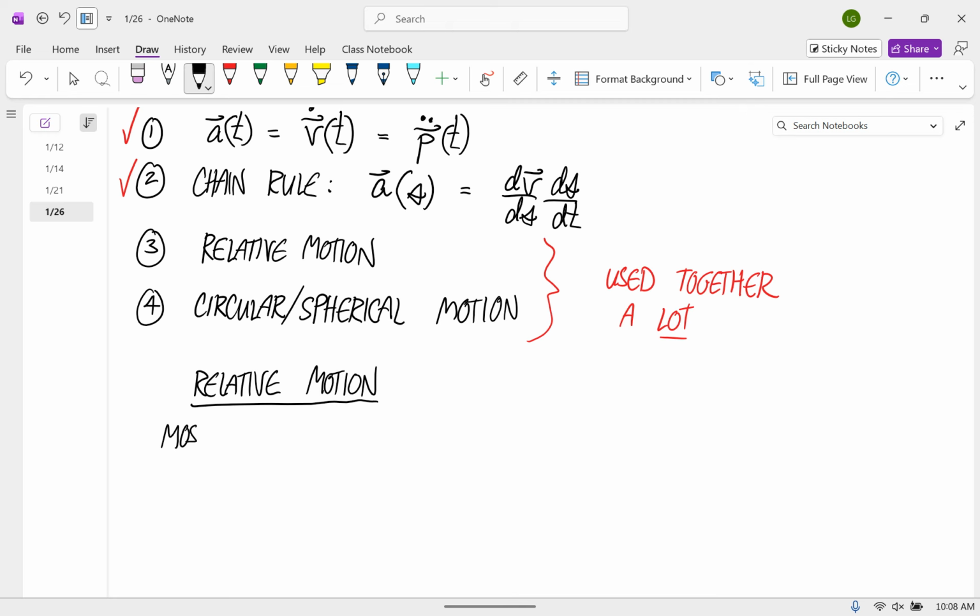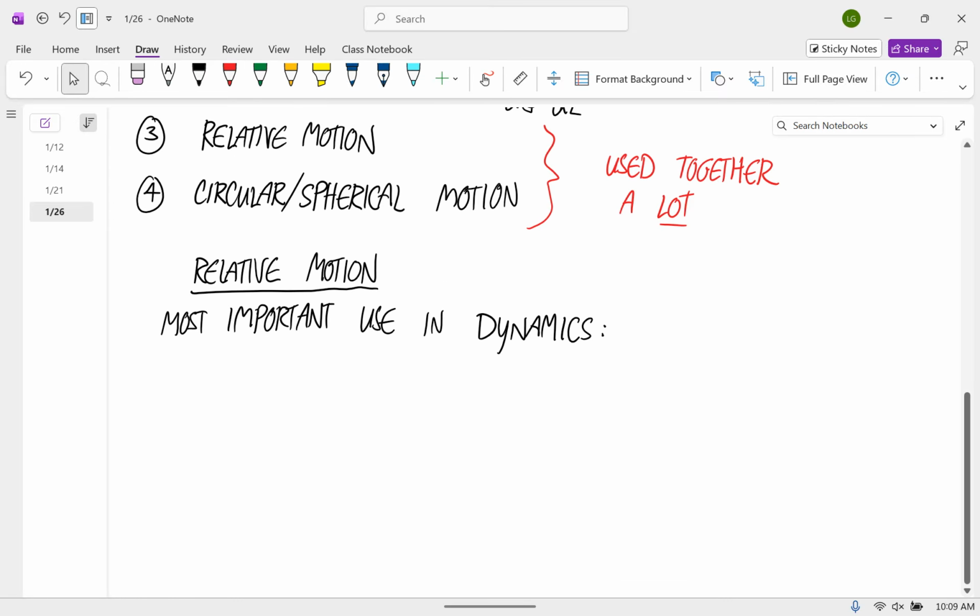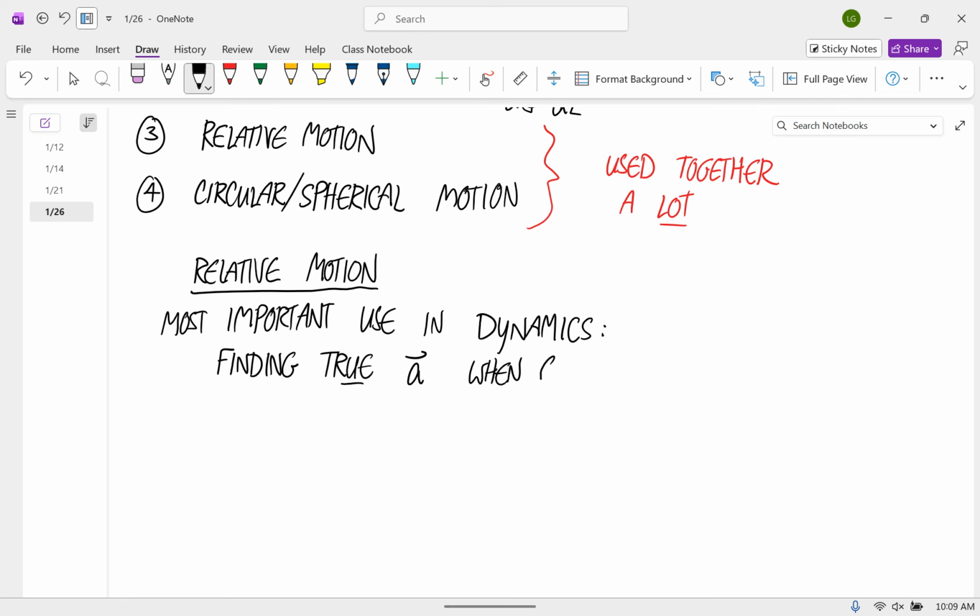And I would say that the most important use for this in dynamics is for finding the true acceleration. Let's say I'll call it the acceleration vector, when given the acceleration measured by an accelerating coordinate system. Okay? So why is that such an important thing in dynamics?